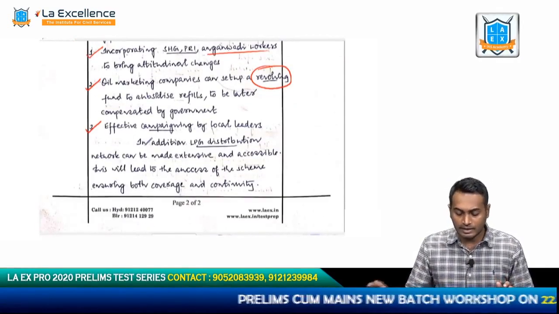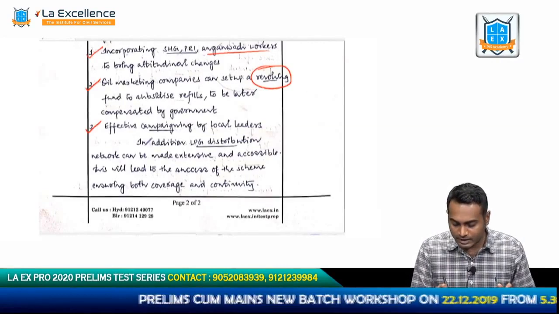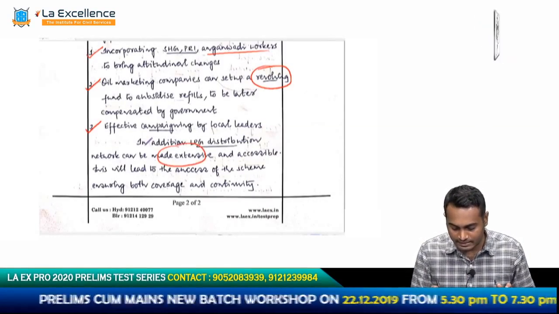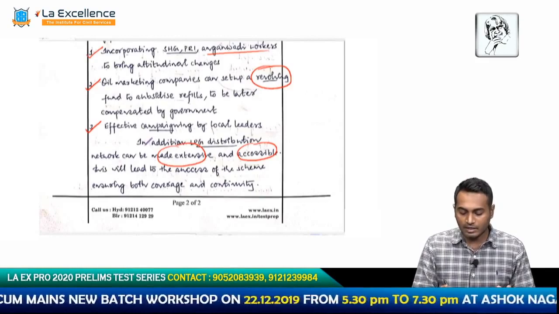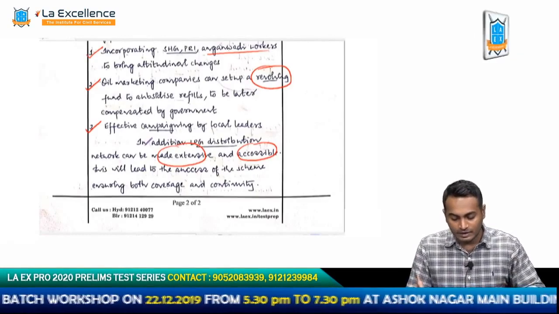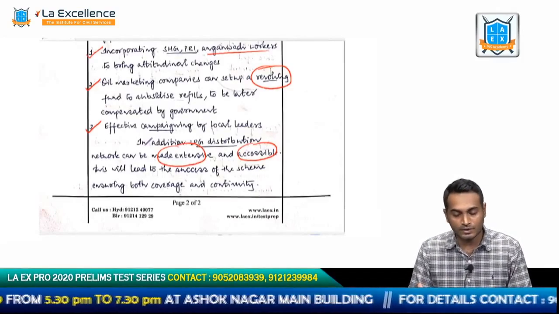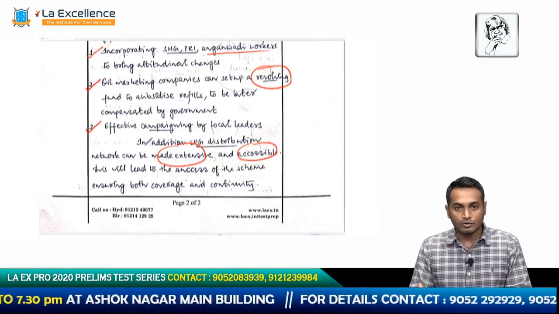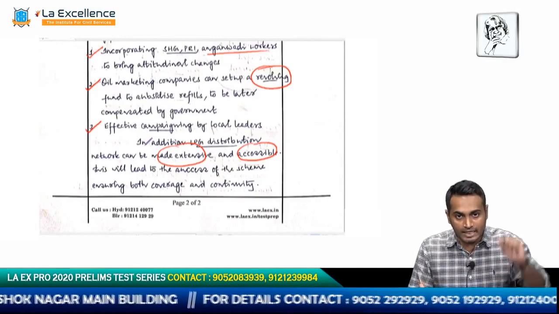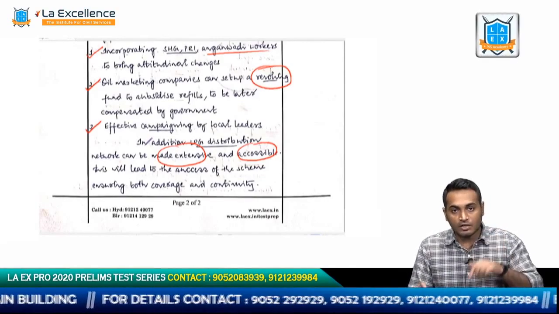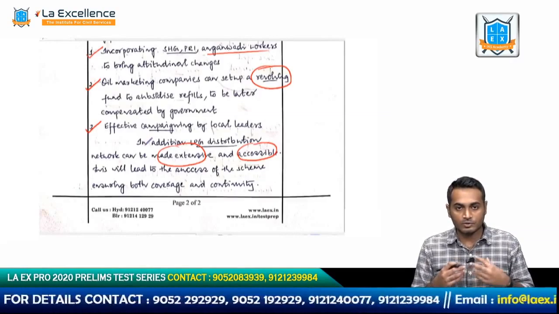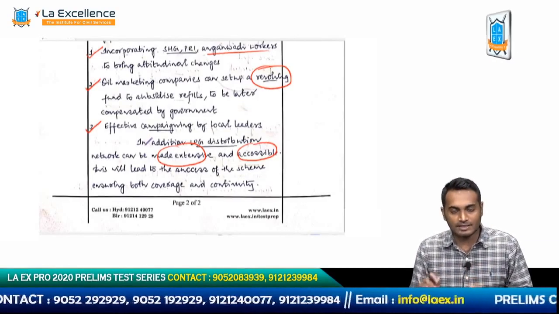We'll just see how he goes on to write the conclusion. In addition, LPG distribution network can be made extensive and accessible. This will lead to success of the scheme, ensuring both coverage and continuity. Now I want you all to notice what he has done here. Like in the past 2 videos, I've been telling you all how to tweak the last point you were supposed to write and put it in your conclusion, so that your conclusion becomes more dense, more enriched. That is what he has done.